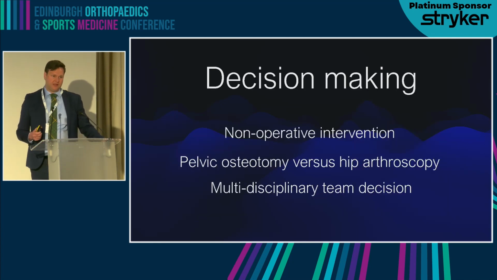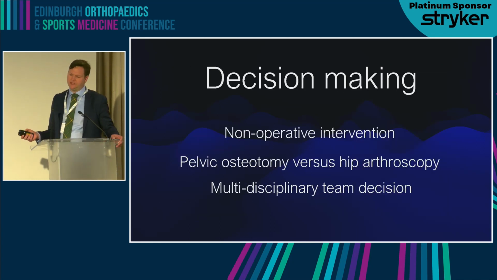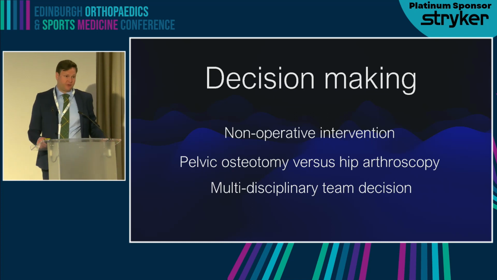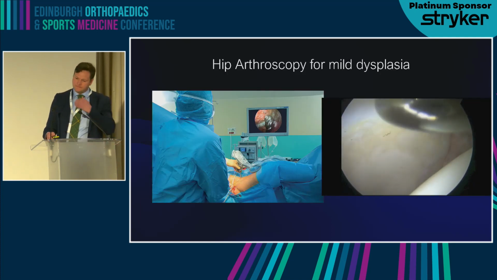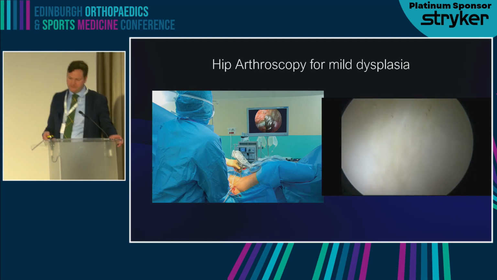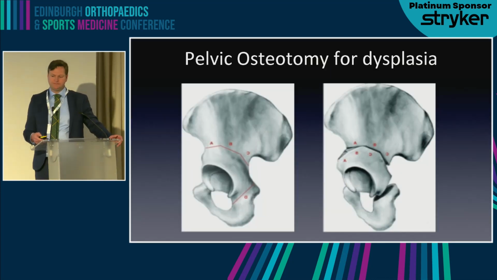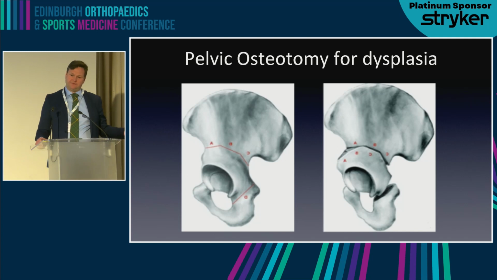So decision-making in this group is very difficult, as we've already heard. Non-operative may be the most appropriate for that patient, but there are surgical options, and of course that is a team decision between myself as the surgeon, the physiotherapist, the radiologist, and of course, most importantly, the patient. So we've seen hip arthroscopy, which is one option. And the other option for more severe dysplasia is a pelvic osteotomy.